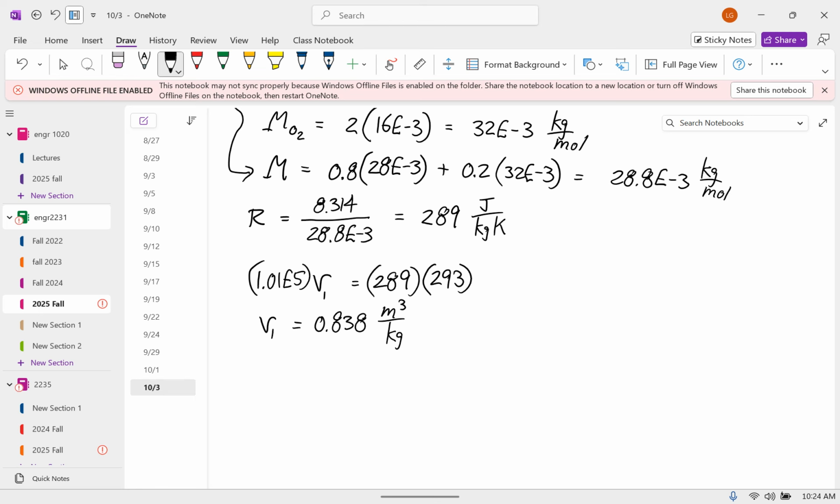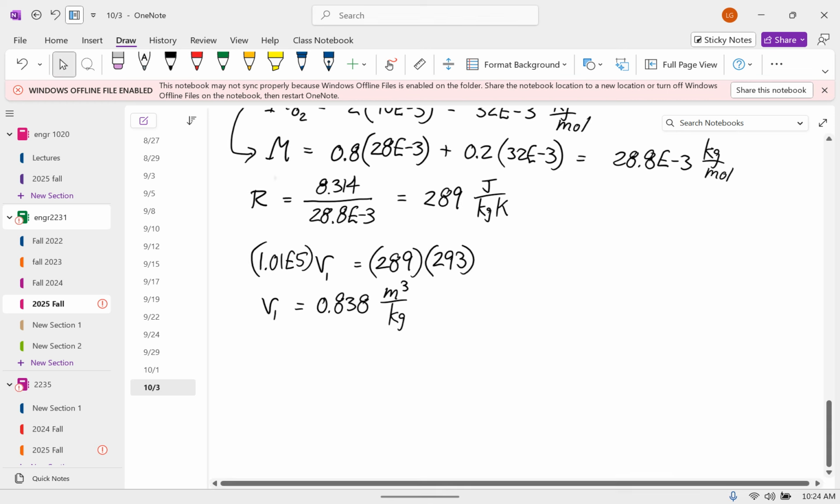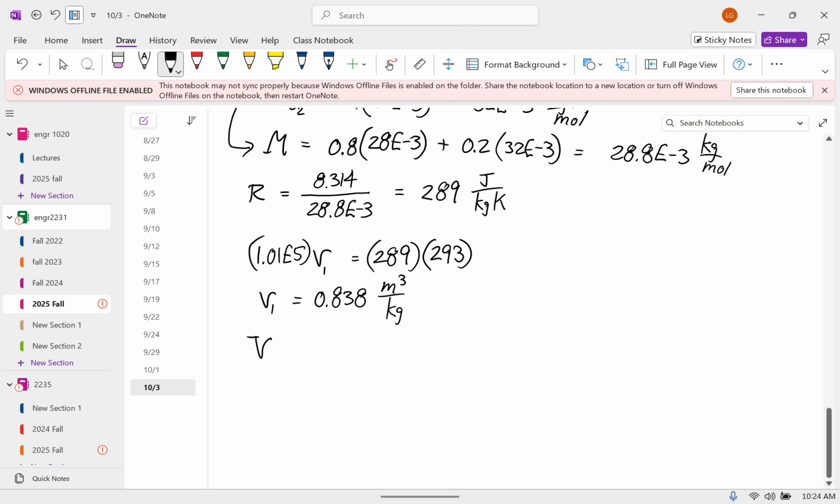Well, we wanted the extensive volume of this tank, but if you know the mass, you can go back and forth between extensive and intensive. So the volume of the tank is the mass, I said it was 0.5 kilograms of this gas, times 0.838, which is equal to 0.419 cubic meters.